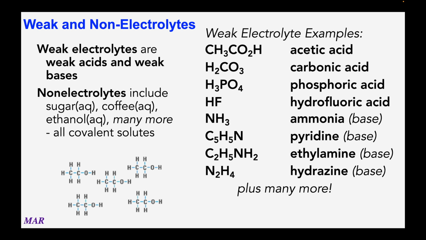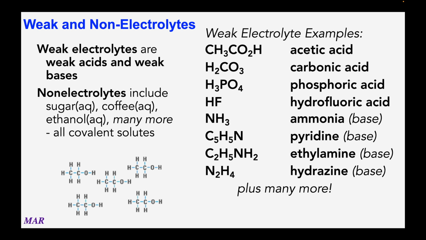So what's really important here is that we have strong electrolytes, weak electrolytes, and non-electrolytes. And the strong electrolytes, which we talked about in the previous page, are basically strong acids, strong bases, and ionic compounds that dissolve well in water. And you can use the solubility guide to do that.